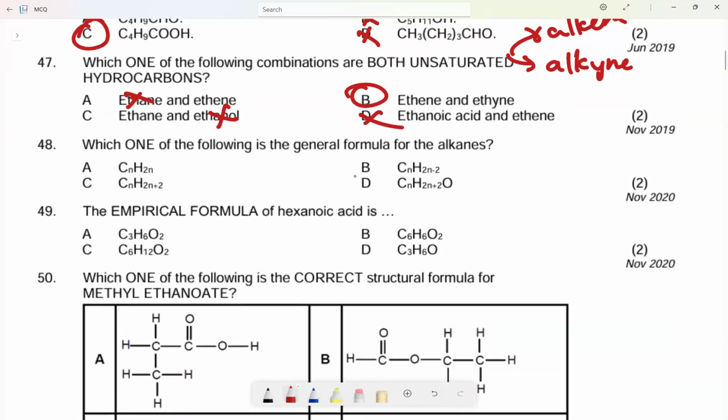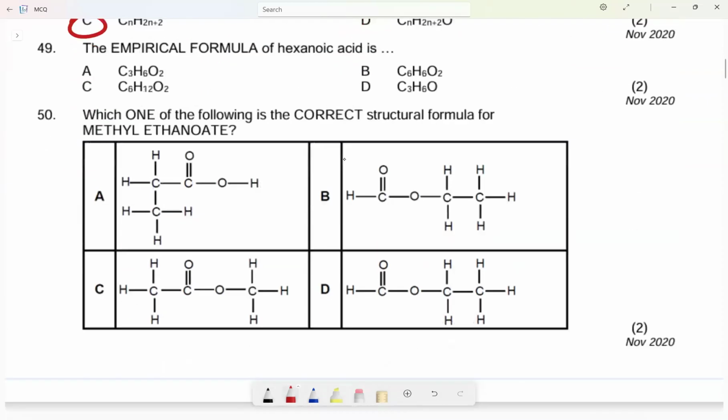Which one of the following is the general formula of alkenes? Remember, the general formula of alkenes is CnH2n. Which one is that? The most correct answer is number C.